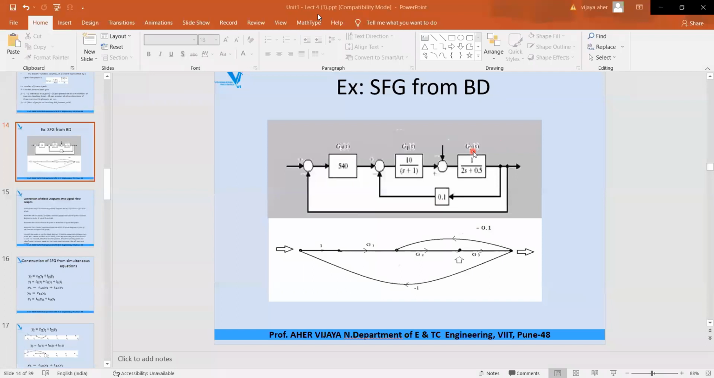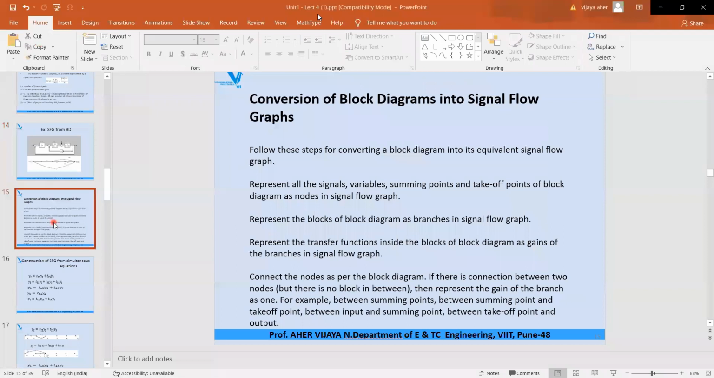Okay, first of all see the rules, then we'll start with the example. So these are some of the rules for better understanding, and you have to draw the SFG from the block diagram. So conversion of block diagrams into signal flow graph. So follow these steps for converting a block diagram into its equivalent signal flow diagram. First point: first, represent all the signals, variables, summing points and takeoff points of the block diagram as nodes in the SFG.